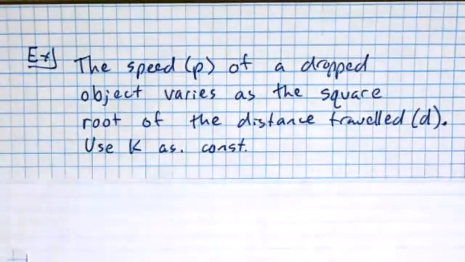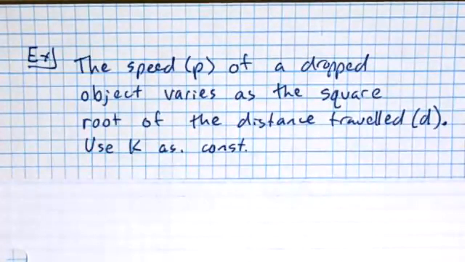The speed p of a dropped object versus the square root of the distance traveled d. Use k as your constant. I'm providing it as an example of what it's going to look like in your homework. So this is what you'll see in your book. This is actually one of the even numbered problems. I only assign the odds. But this is one of the ones in that same section.